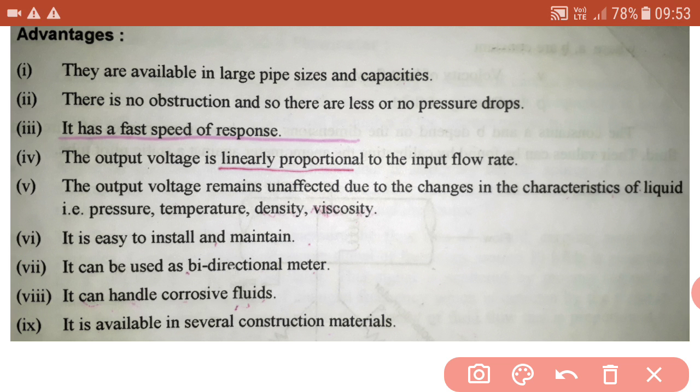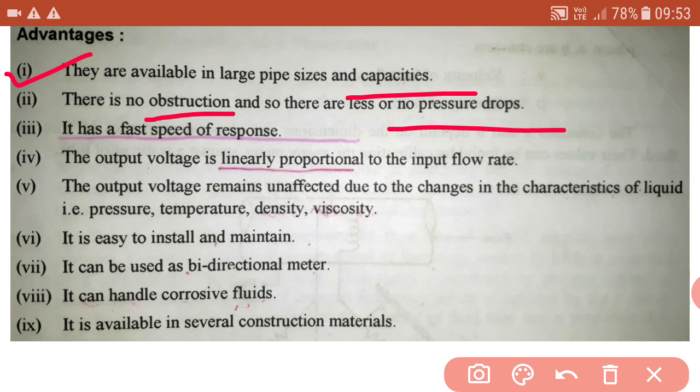Now we will discuss the advantages. So they are available in large pipe sizes and capacities. So electromagnetic flow meters are available for different sizes. There is no obstruction and so there are less or no pressure drops. Obstruction means resistance in the path. So in an orifice plate we have seen that there is obstruction.